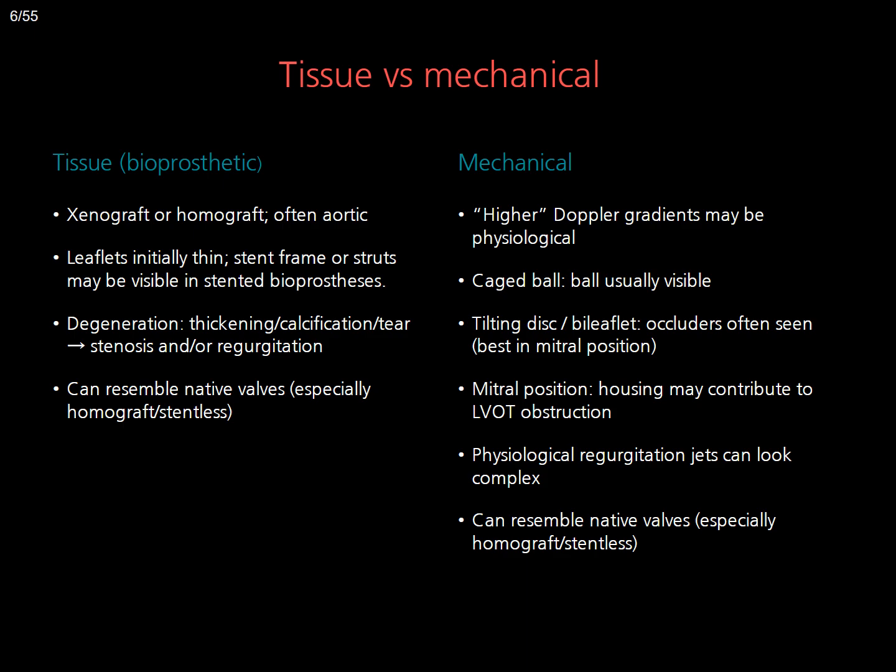Bioprosthetic valves are tissue-based and may resemble native valves on echocardiography, with dysfunction developing gradually through leaflet thickening, calcification, or tearing. Mechanical valves have more distinctive acoustic features, often higher physiological gradients and visible occluders, particularly in the mitral position. They also produce normal low-volume regurgitation jets, which should not be mistaken for pathological regurgitation.